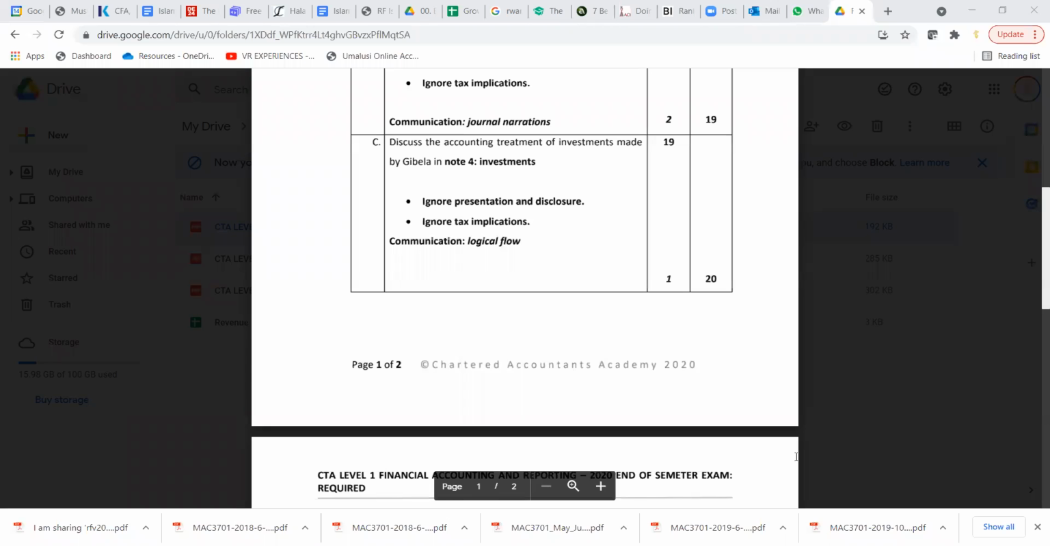Discuss the accounting treatment of investments made by Gibela in note 4. Okay, investments. So we're going to look at note 4, investments. What you need to do, discuss the accounting treatment of investments.